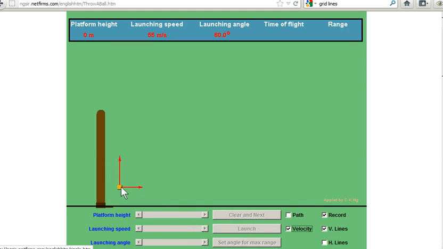Now let's launch this and look at the components of the velocity vector. Unfortunately, the velocity vector is not shown in this applet. I'll have to indicate it myself soon. Let's see that again. Notice that the horizontal component remains constant. It doesn't change direction, and its magnitude stays the same. Of course, the vertical component changes magnitude, and it changes direction.